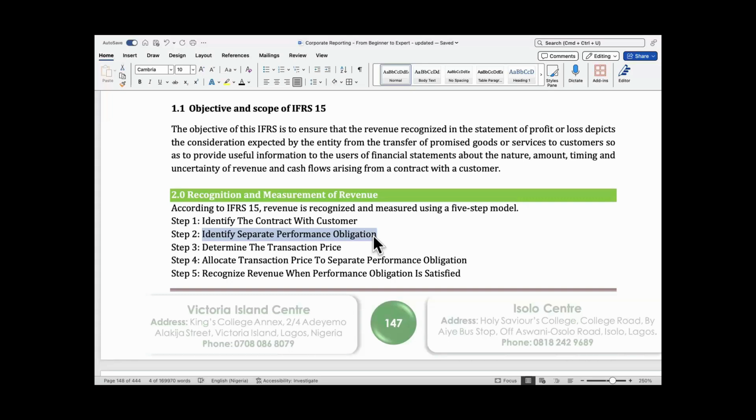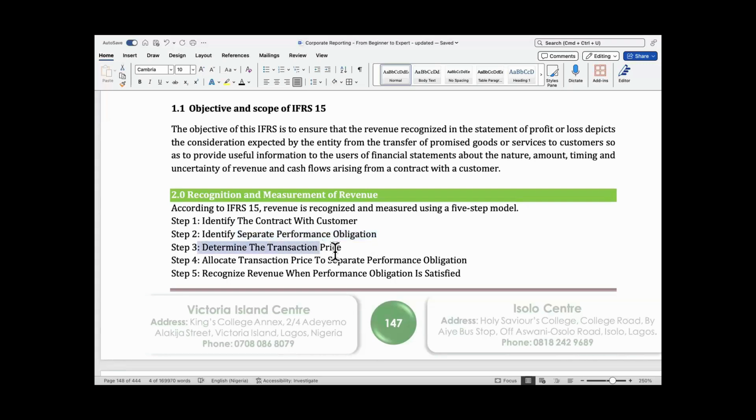And ultimately, you will see that the guiding principle is that if you have a goods or services that is not dependent, that the customer can use on its own, you identify such goods or services as separate. It's separate. You don't bundle it with other goods or services.